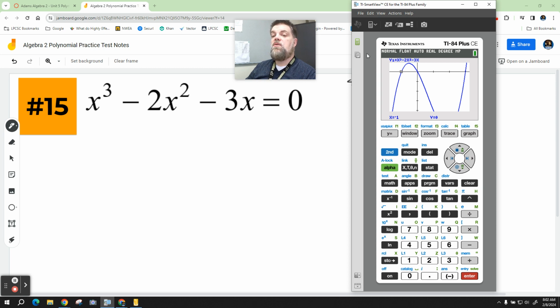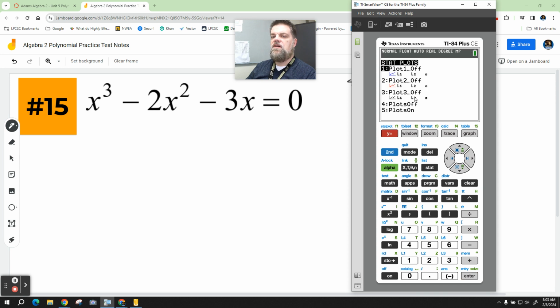So you need to go, so watch what I do. You ready? See this where it says stat plot? Hit second, y equals. Are any of yours on? Is plot 1 on? Yeah. So go down where it says 4. If I hit option 4, it'll take you out of that and it says plots off. And then you hit enter and it'll turn off the plots. Now when you hit graph, it'll work.